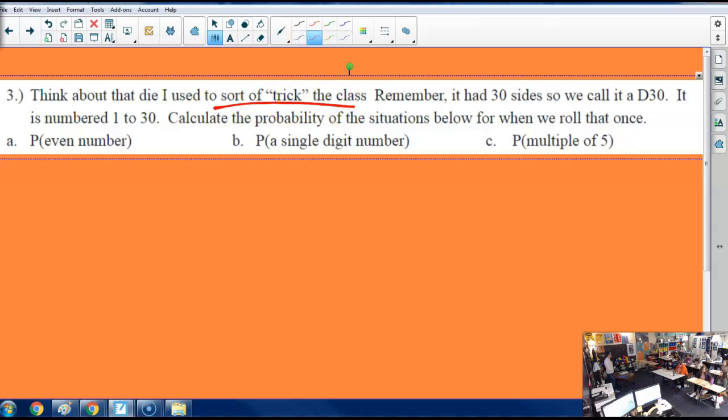I didn't really trick you, but because most of you said that I did, I went ahead and typed it like this. I was rolling a D30, a 30-sided die. That's different than the problems in your homework of a 20-sided die, or the numbers 1 through 20. But then I gave you some probabilities that I was hoping were a little bit easier, just to test, like, is your brain turned on?